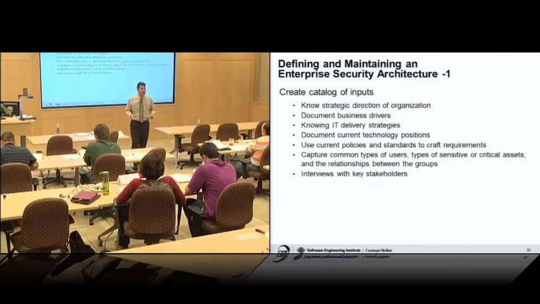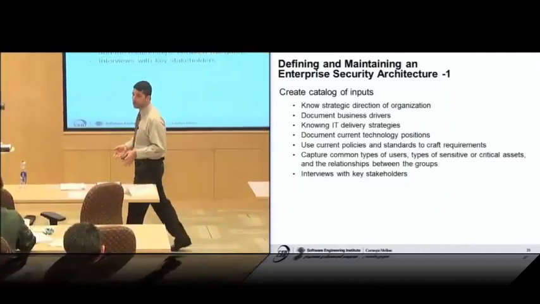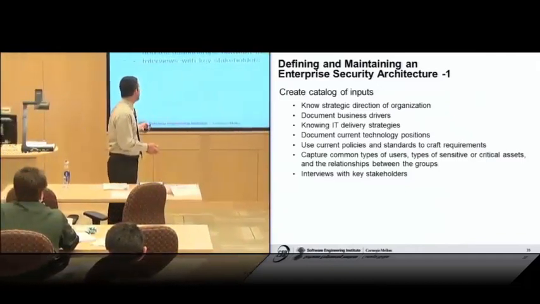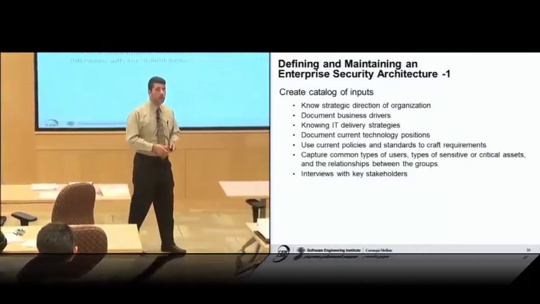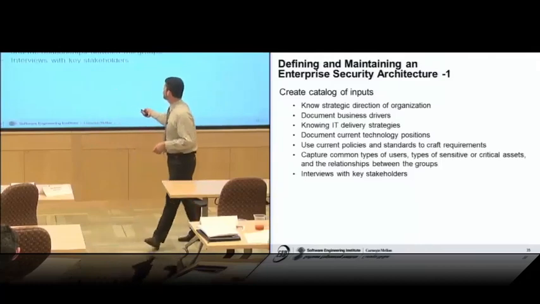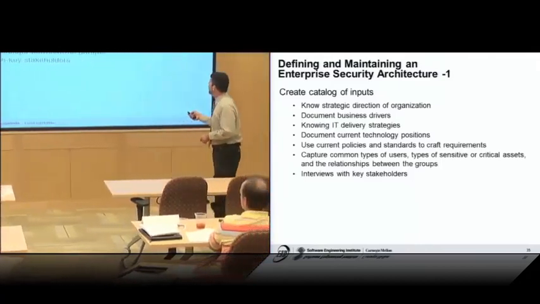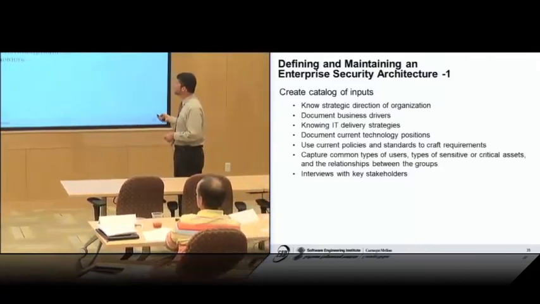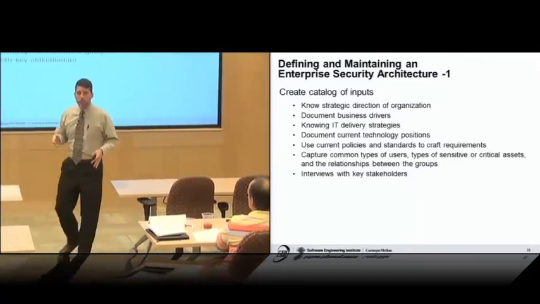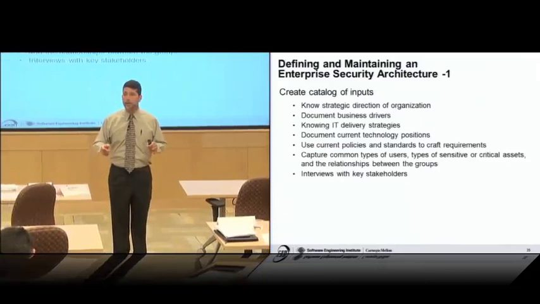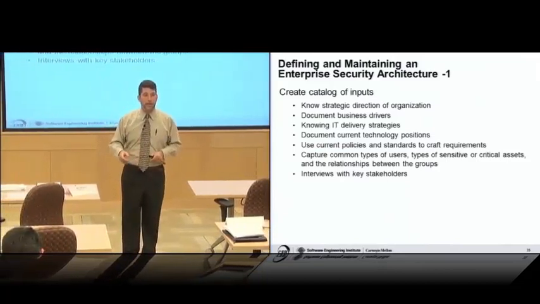Policies and standards. If we have those policies and standards in place and there's some consistency, we know what kind of options we can put into place, what kind of controls we can put into place to make sure that we are adhering to those. We want to find those common users and the sensitive or critical assets and the relationships, because those are the things that are the critical path.